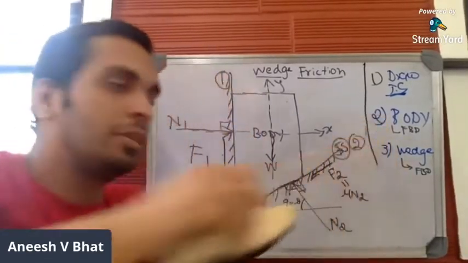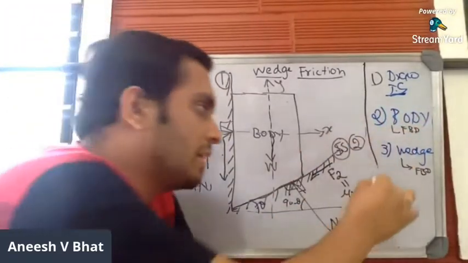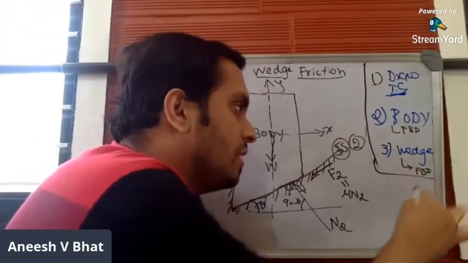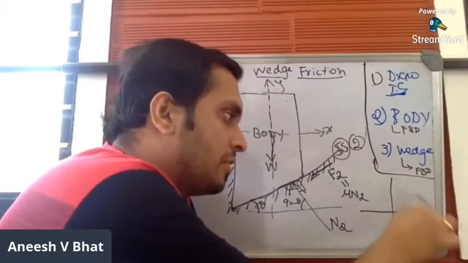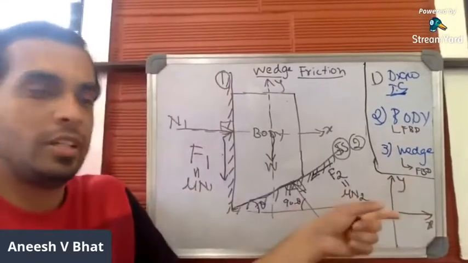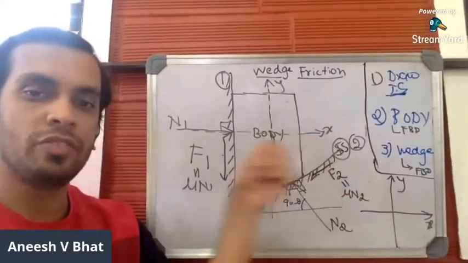Now we are in step number 2 itself. We have considered only the body and we are yet to draw the free body diagram. We have marked all the forces. So let me draw the free body diagram in this way. Hope this free body diagram is visible. Let me draw the free body diagram. Let me mark all the forces one by one.